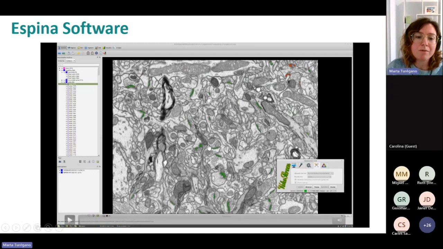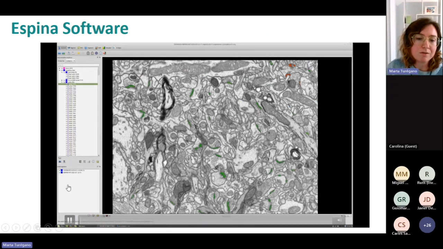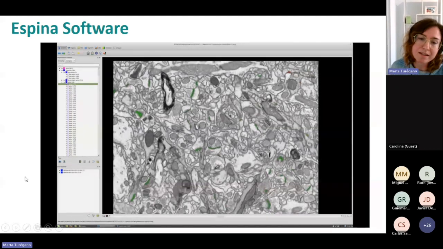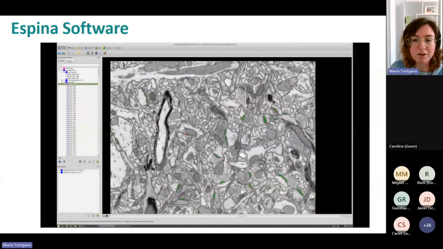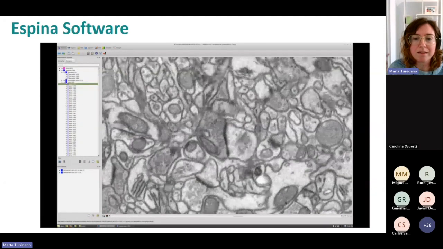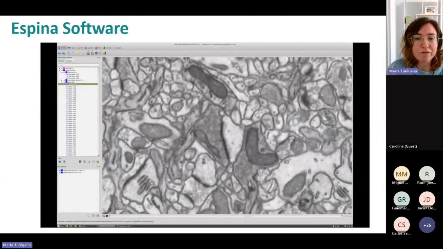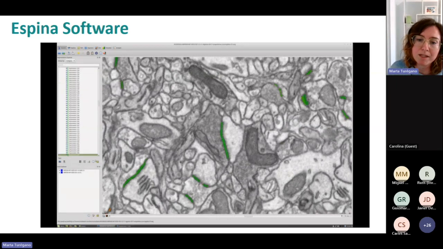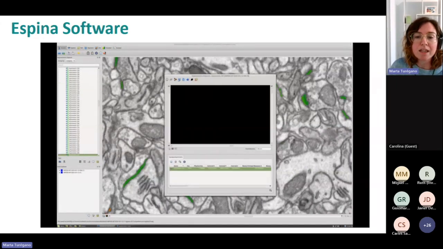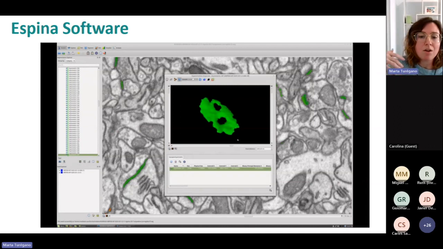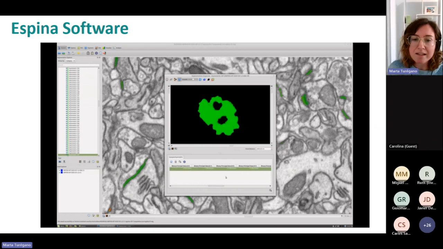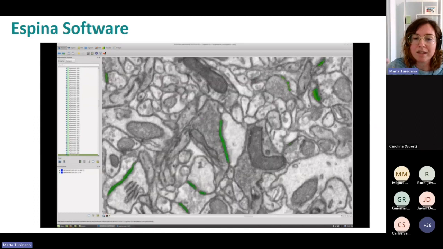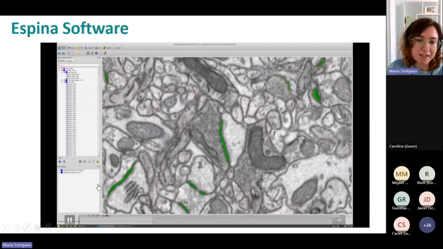So now I would like to introduce you to Spina software, a software that we have developed in the laboratory to segment the objects that we can identify in our electron microscopy images. This is an example with a synapse that we have segmented, and we can obtain all the data from this segmentation, like the size, the spatial coordinates, and other tags that we can add to our segmentation.